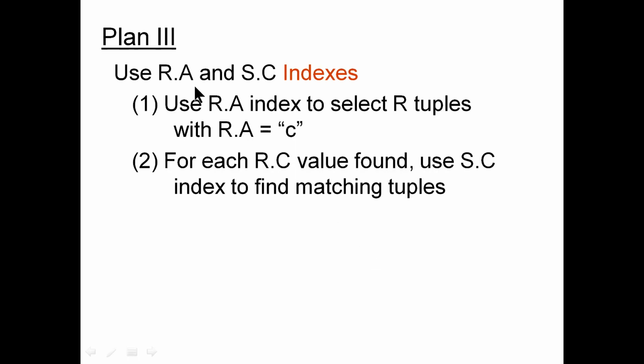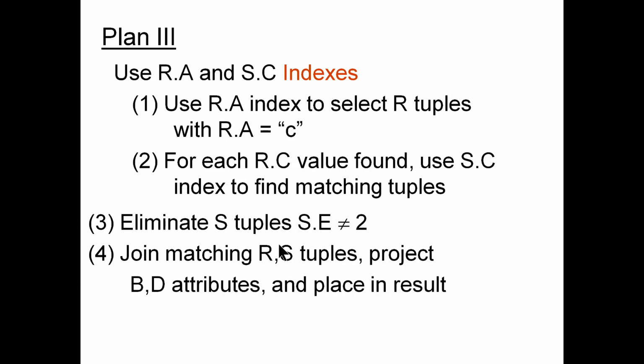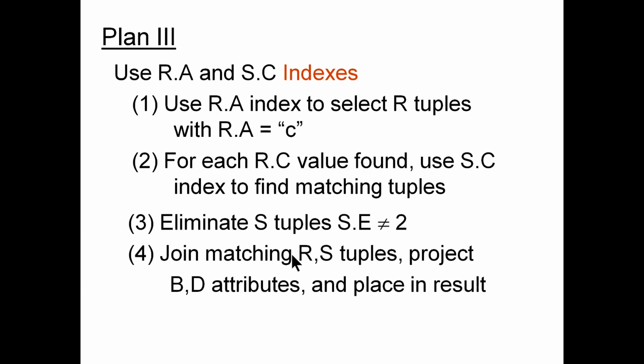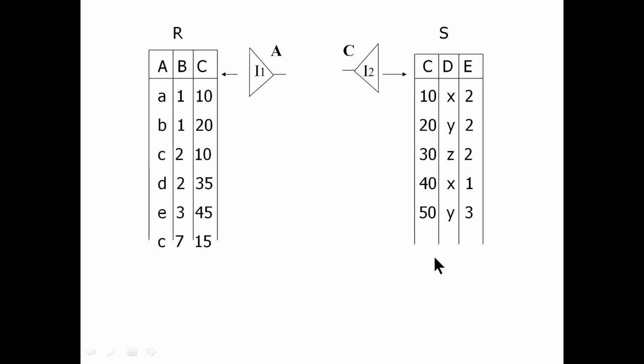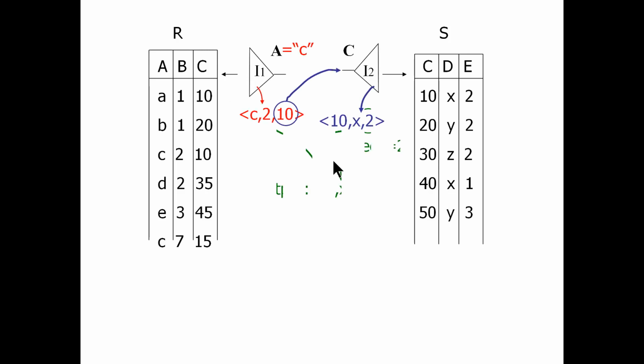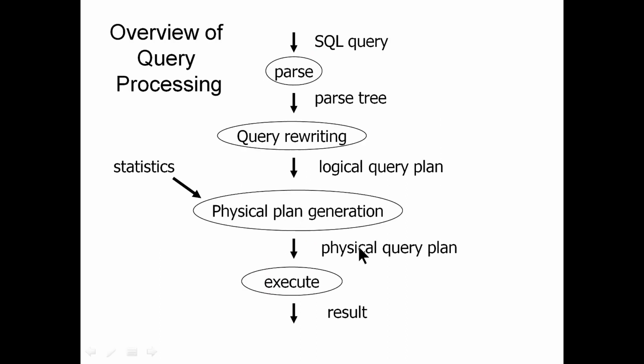Plan 3: you can have both an index file and an index to select, because that's also going to be a little bit faster. Eliminate S and then join R and S tuples. For example, here we have an index file, A and C are indexed, and based on the index file we basically have these two, and then when we take the output, it is very easy. The next tuple comes in.